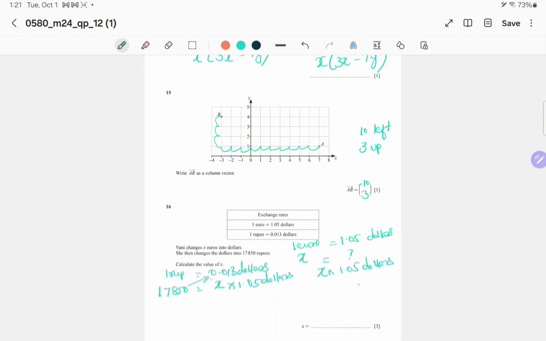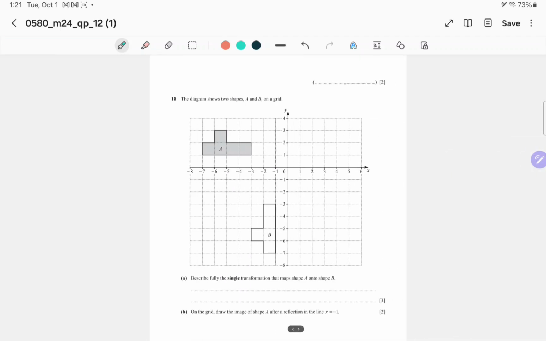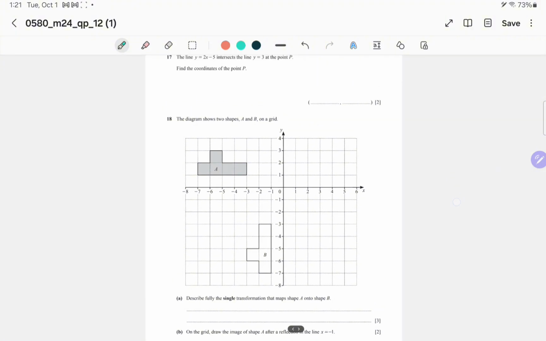So now cross multiplying these two, 17,850 into 0.013 divided by, okay, let's keep it here. X into 1.05, divided by 1.05 as a common factor, you will get the value of X there. After the calculation, we finally get 232.05 divided by 1.05. The final answer is 221. Your X answer is 221. Okay, is it clear? Can we go to the next part of the question?